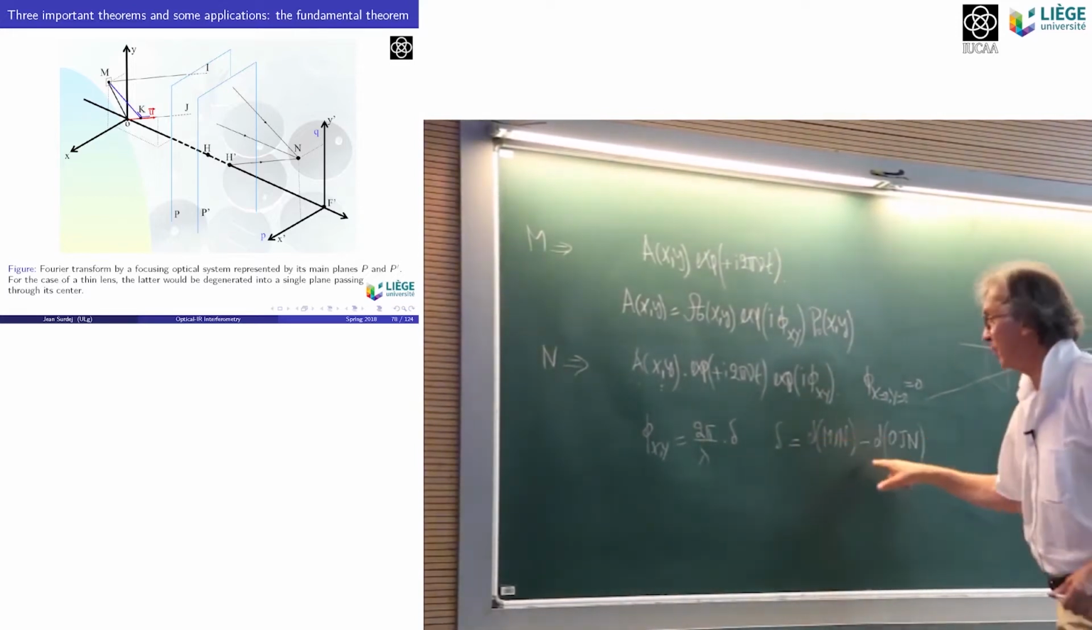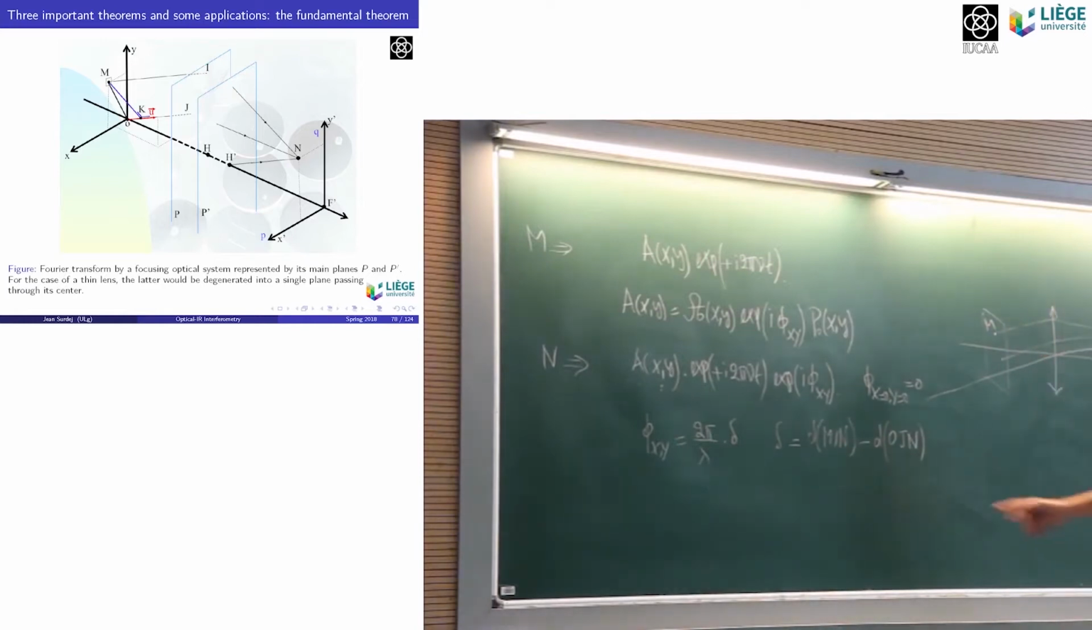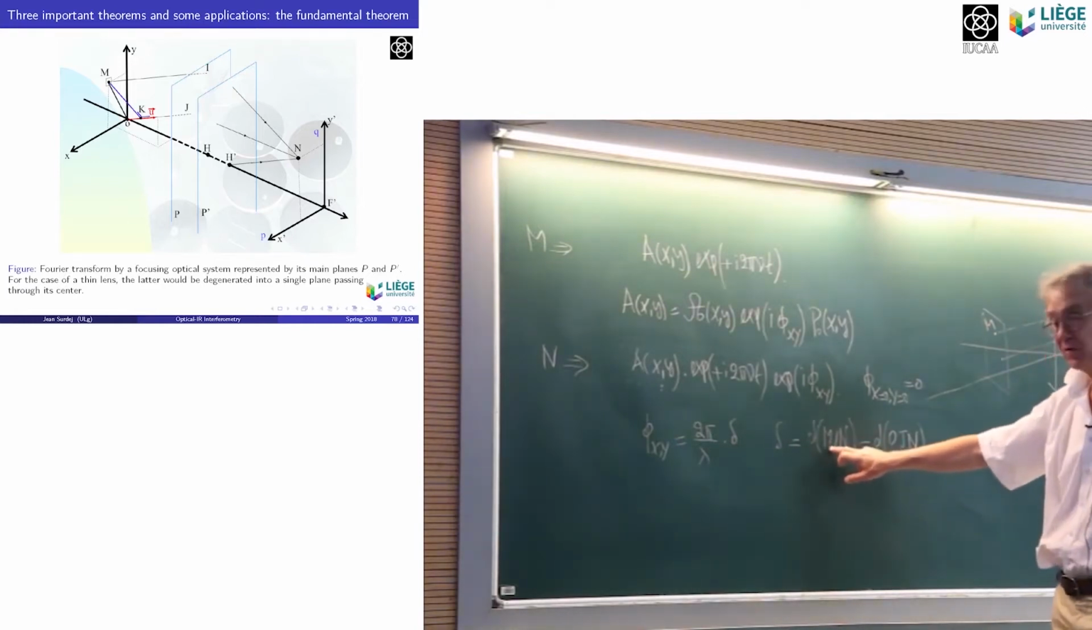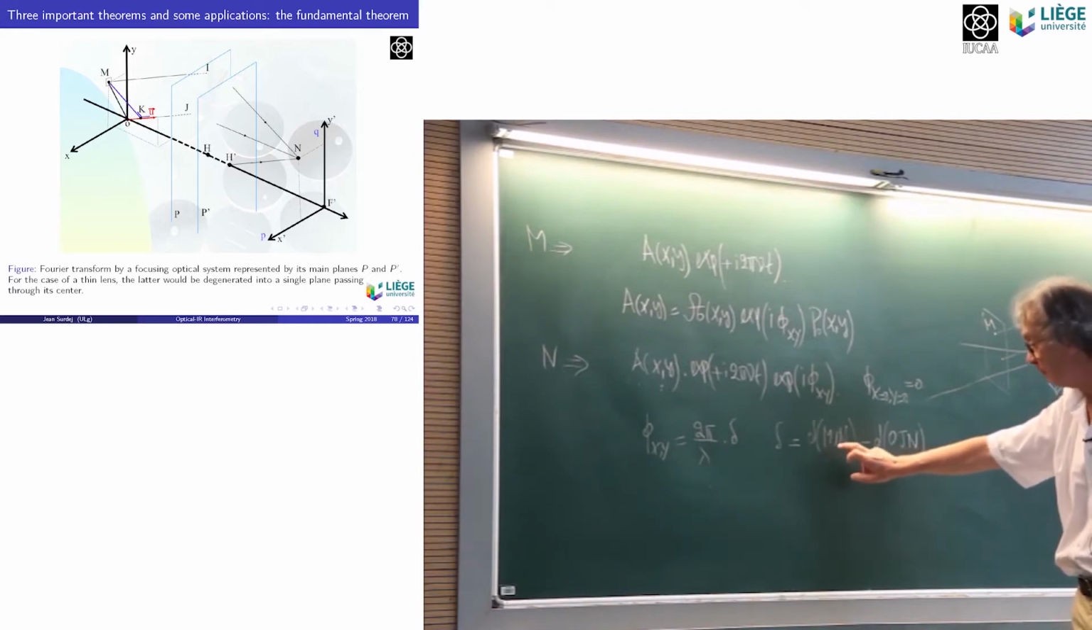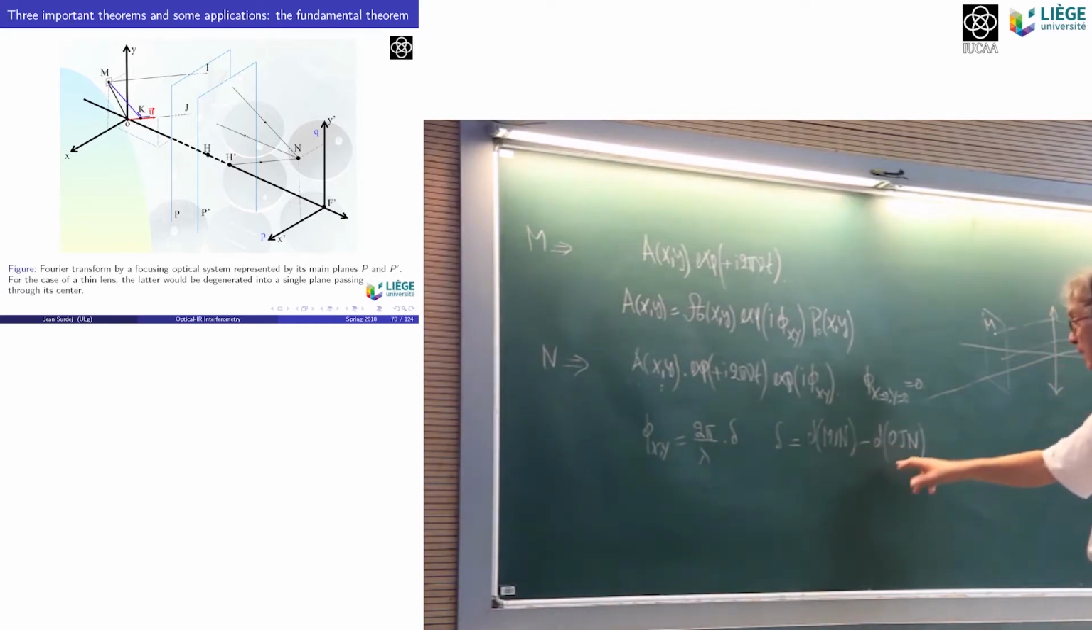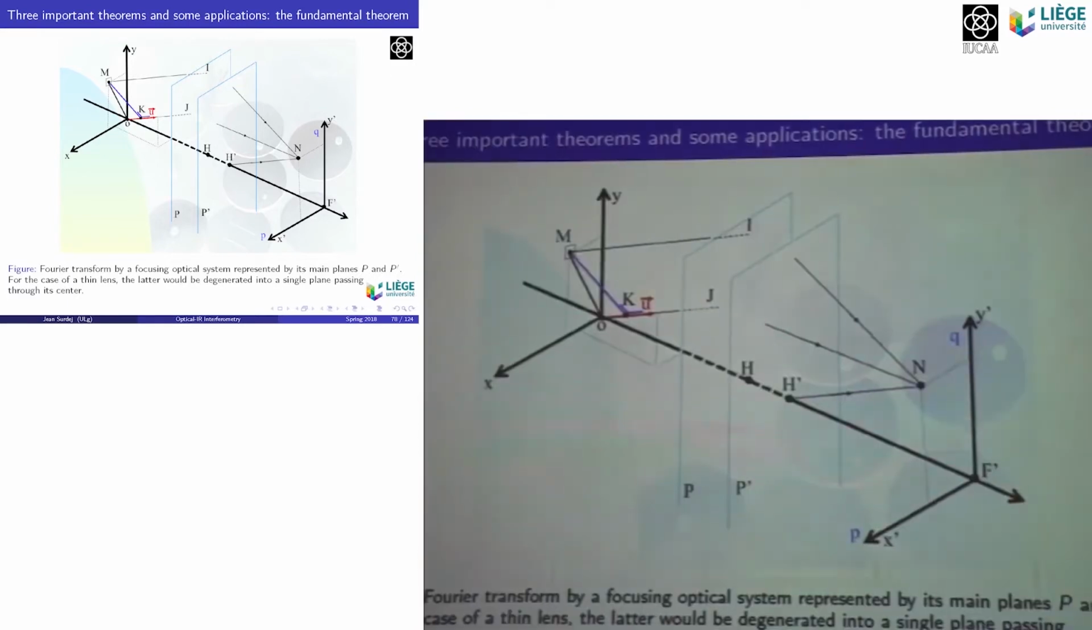So this is the path difference between the two rays. It's the difference between the distance of the ray going from M passing via I and going to N and the other one. So the diagram will come again. How to evaluate this path difference?